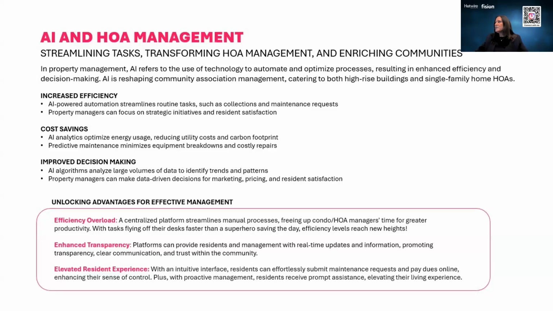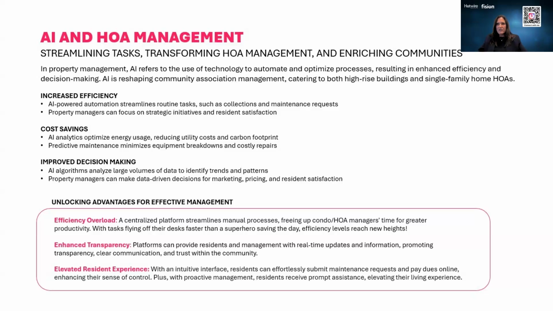Okay, so let's talk about how we can streamline those tasks and increase efficiency, those routine tasks, maintenance requests. In property management, AI refers to the use of technology to automate and optimize those processes. So we can increase your efficiency and automate routine tasks such as collections and maintenance requests. There's software that helps with that, also to reduce costs. You can reduce utility costs and your carbon footprint, and optimize energy use. We're going to talk about predictive maintenance and how apps can also monitor and reduce breakdowns and minimize downtime. You can optimize your energy consumption. So AI can really help you in your condo or HOA.